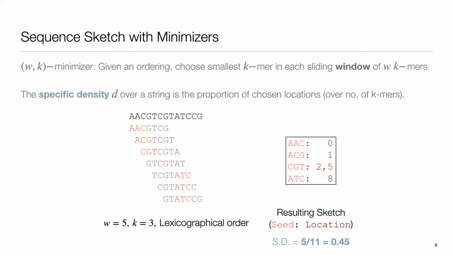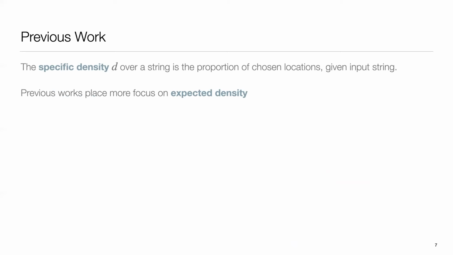However, previous work on building minimizers has focused on a different concept called expected density. The idea is that we want a measurement of efficiency for minimizers without reference to an input string. So the expected density is what you get if you calculate the specific density over a very long random string. We go against this rule for 2 reasons.